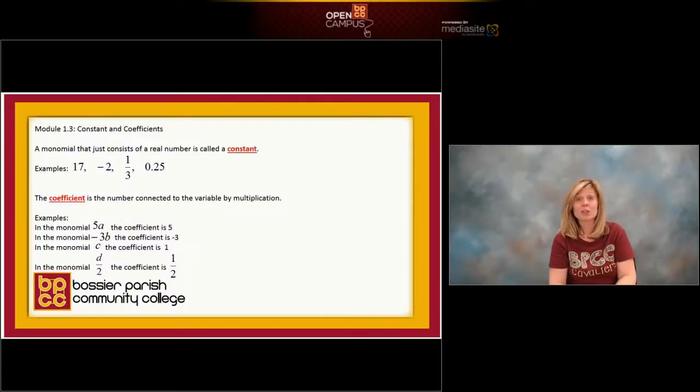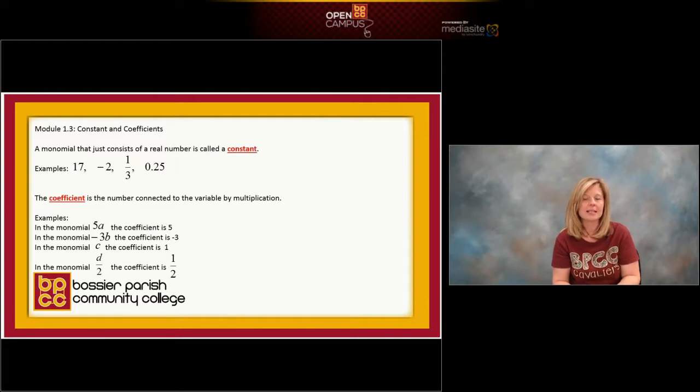Hello, we are now in Module 1.3, and our vocabulary words we're going to work on today are the words constant and coefficient. Both of these words relate to monomials. So again, let's recall. A monomial, mono means one. So we have one term. Okay, now we can be very specific in naming our monomials.